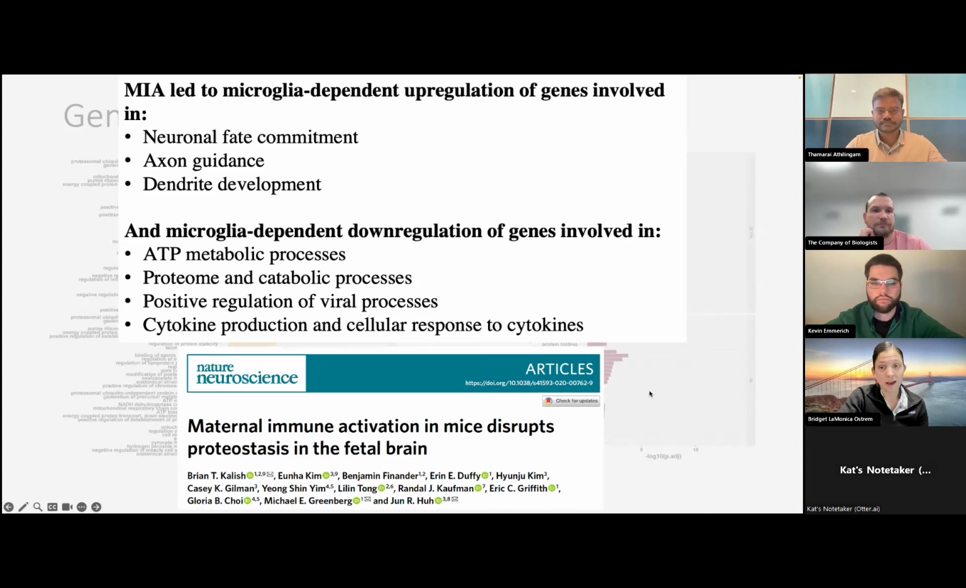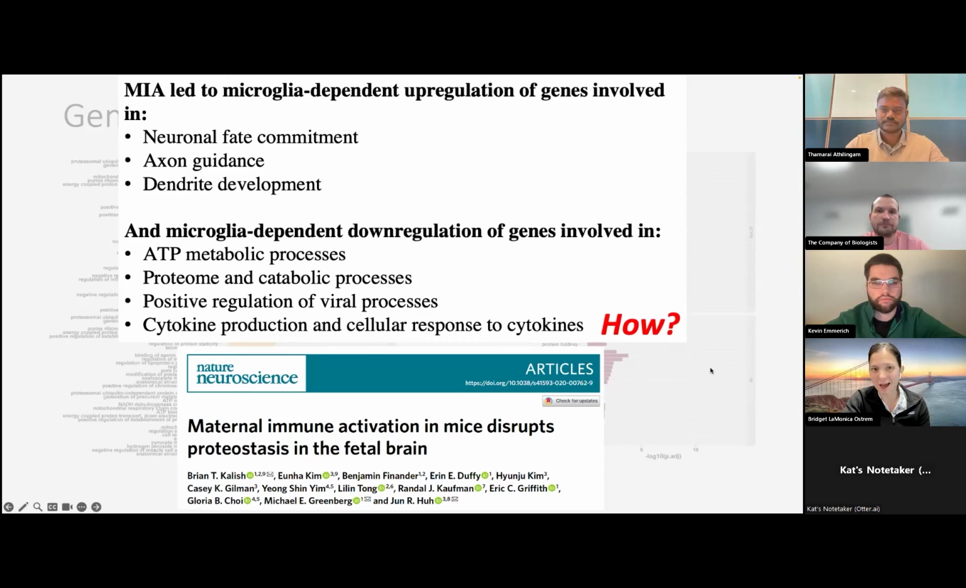And I'll note that I was excited to see that our findings recapitulated some of the findings in a different paper that was published over the course of our work, looking just at how the embryonic brain responds to immune stimulus outside of the context of a role at microglia.